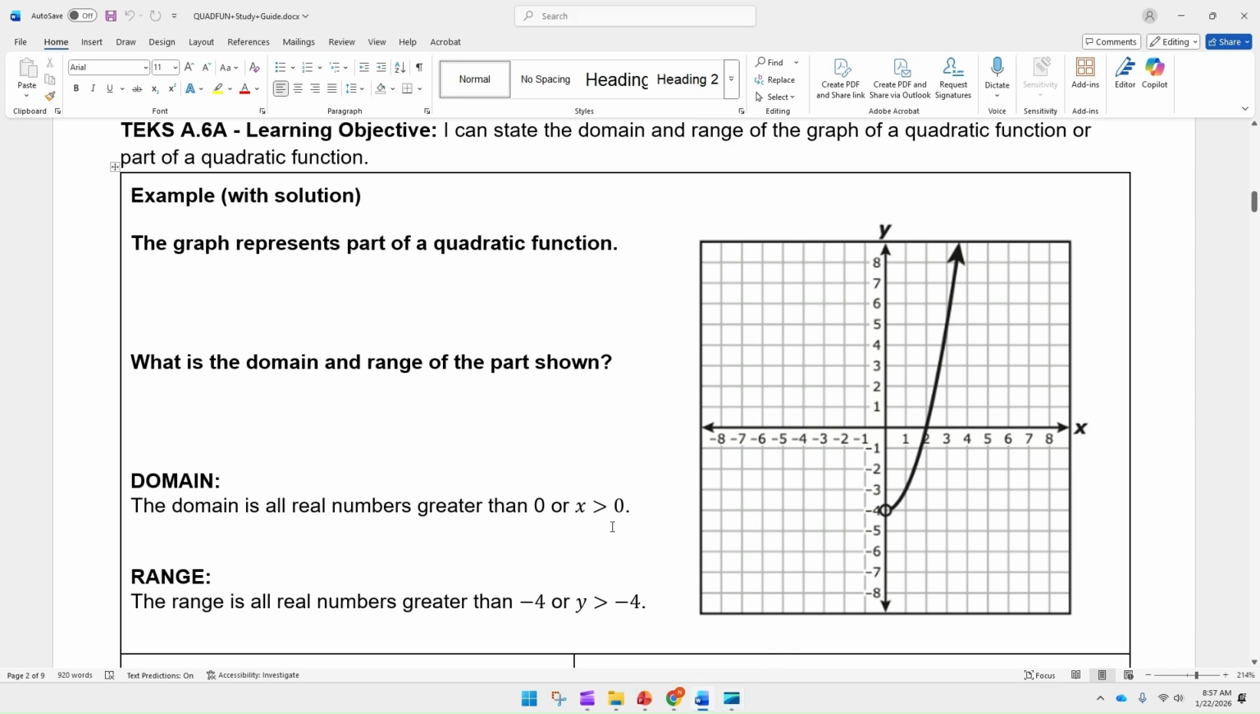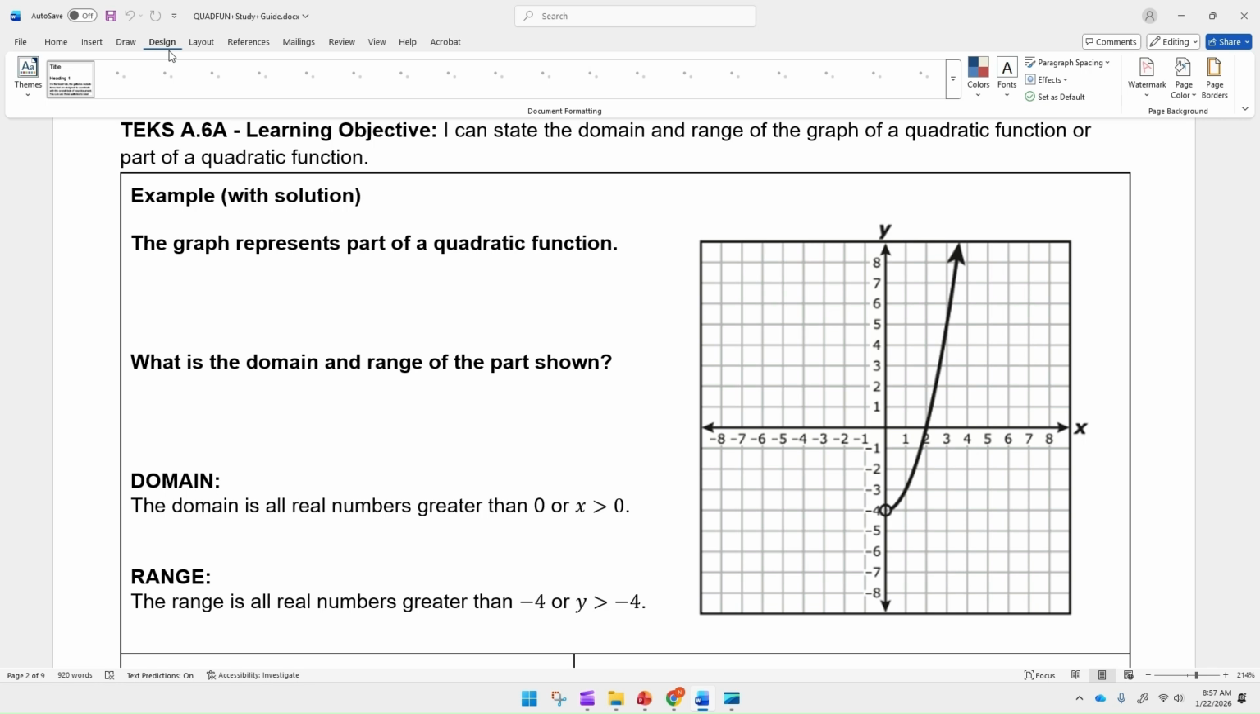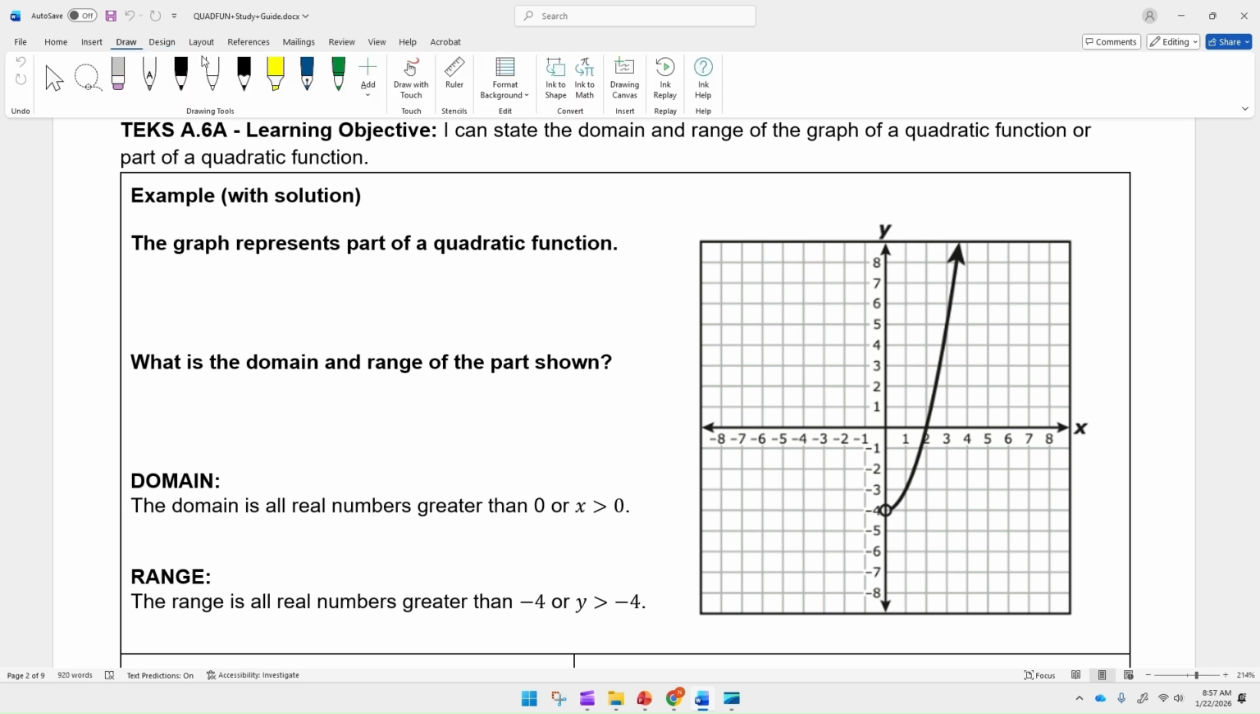On this slide, I'm going to talk about the TEKS regarding domain and range. Our learning objective here is the domain and range. So this example already gives you the answer, but I'm going to work through the answer so that hopefully you'll be able to understand and answer the following preceding questions.